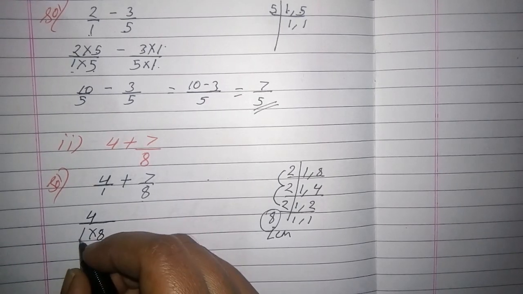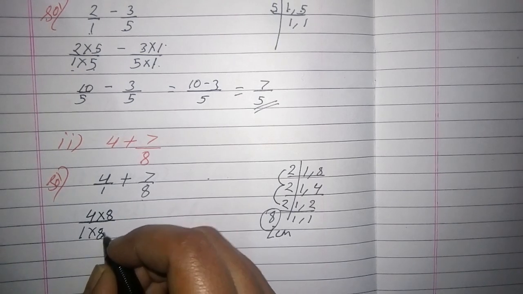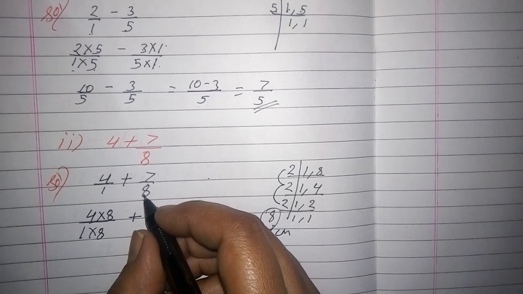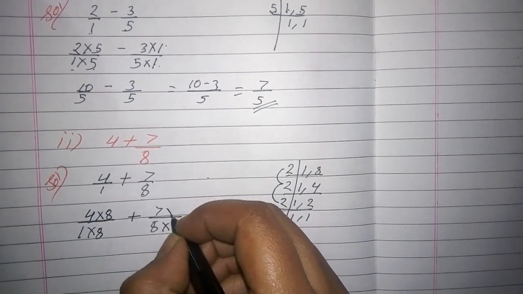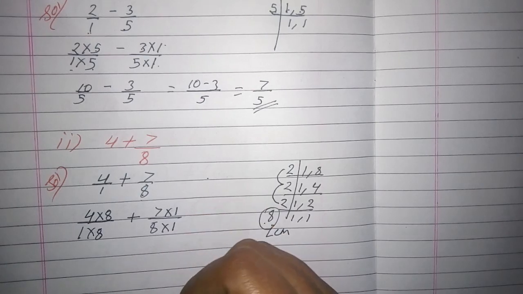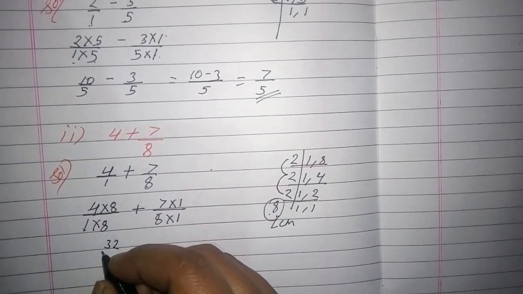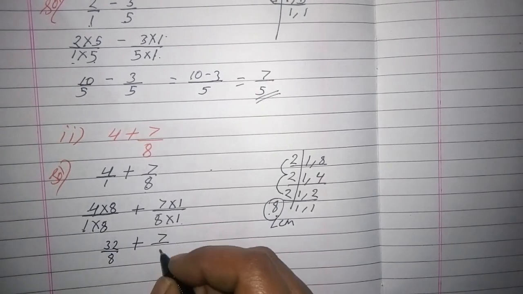If we are multiplying the denominator by 8, then multiply its numerator by 8. Here, what number do we multiply by 8 to get the product 8? It is 1. 8 into 1 is 8, so multiply its numerator 7 by 1. 4 8s are 32. 1 into 8 is 8. 7 into 1 is 7, 8 into 1 is 8.